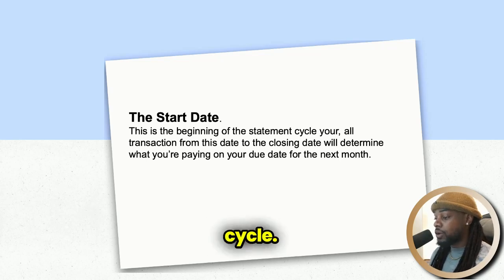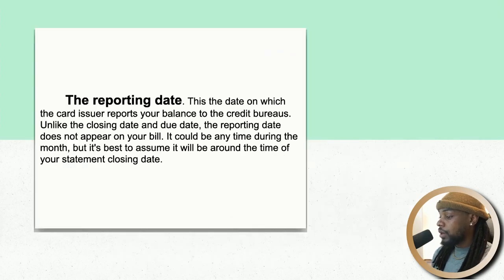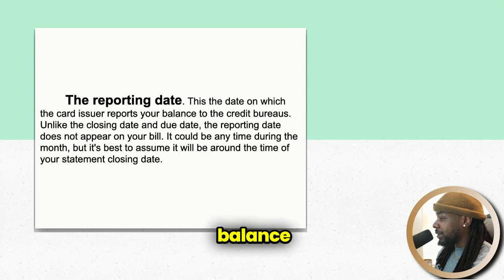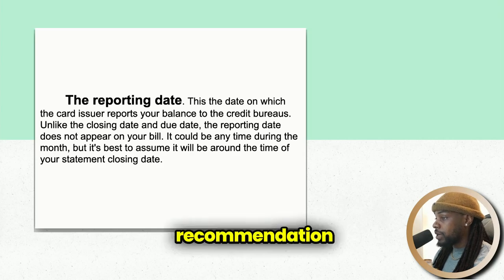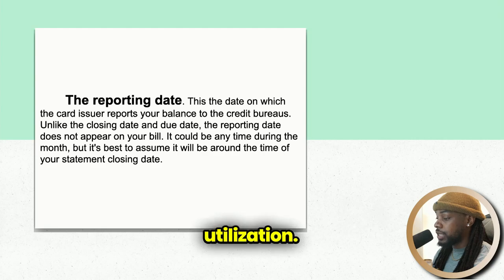All right, so the start date. This is the beginning of the statement cycle. All your transactions from this date to the close date will determine what you're paying next month for the due date. And the reporting date. This is the date on which your card issuer will report your balance to the credit bureaus. So on this particular day, whatever your balance says is what gets reported to the bureaus. If the balance that you see on there is usually higher than 30%, it could negatively affect your credit score. My recommendation is always keeping it at 10% utilization.